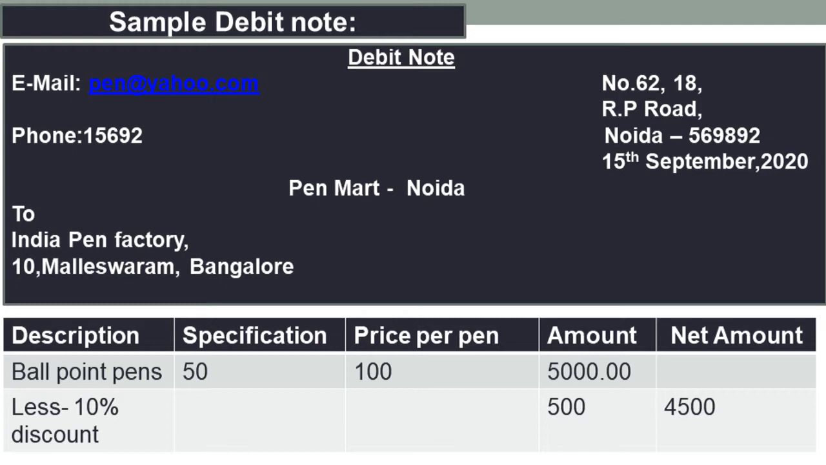In the specification column, we have mentioned the quantity of the product, that is 50 pens. In the price column, we have mentioned the price per pen. In the amount column, we will mention the total amount for 50 pens, that is 5,000. Since we got 10% discount, we have mentioned the discount amount as 500. So, the net amount is 4,500, which needs to be credited to customer account.